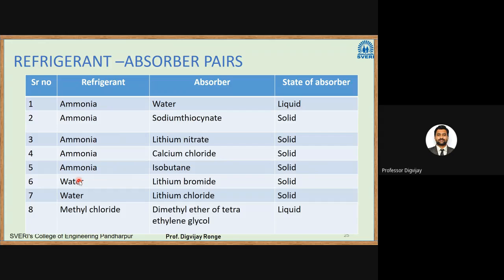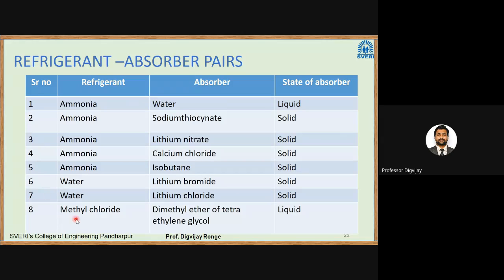Water as a refrigerant, and the absorber here is lithium bromide. So we have a lithium bromide system, which we'll study in the next lecture. State of absorber in that is solid. Again we have water and we have lithium chloride. In that case lithium chloride is in solid state. Chloride means there will be chlorine, and chlorine is very dangerous to the ozone layer. So care is being taken not to use chloride based solutions.